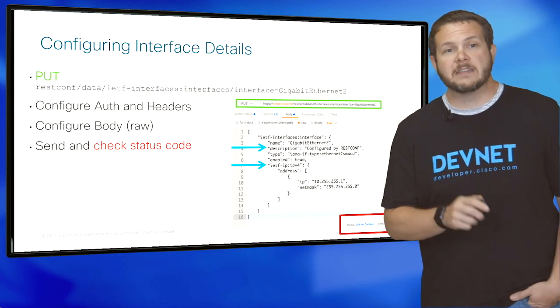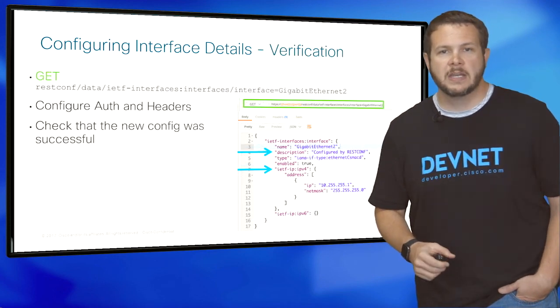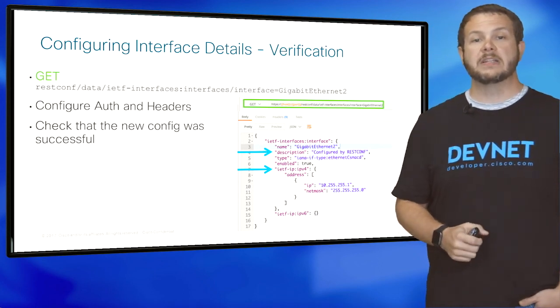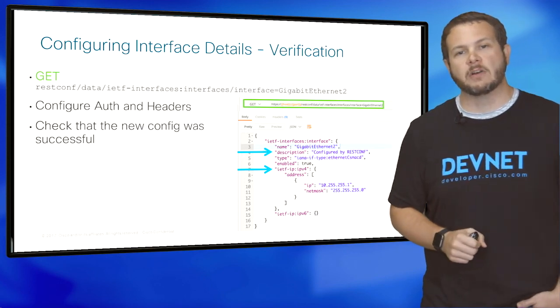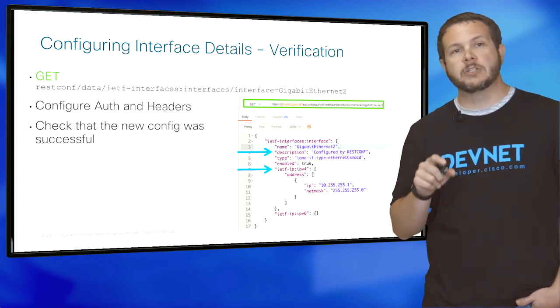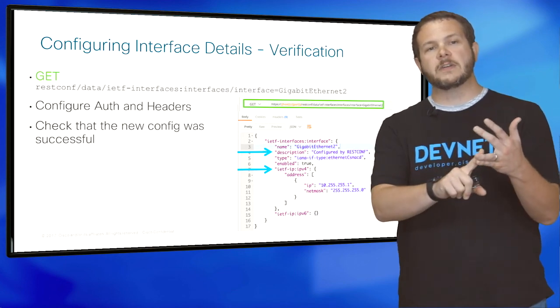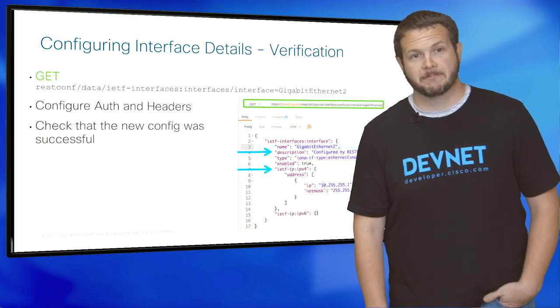We want to verify that that information was done successfully, so we return back to our GET request and send that exact same request back as a GET. But now we can see, as pointed out with the blue arrows, that our description and IPv4 address are indeed configured. We've been able to use RESTconf to fully query interface state, update our interface configuration, and now actually verify that those changes were there.